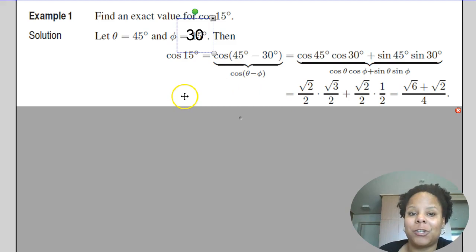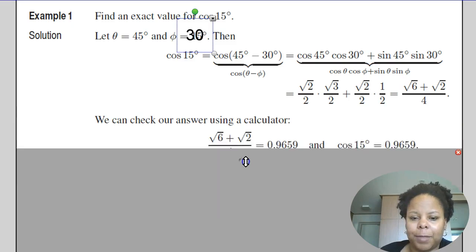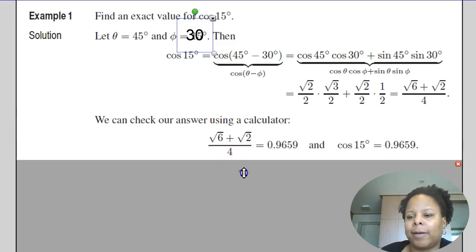So that's one way we can use the difference formula for cosine to find the exact value of cosine of an angle without having to use a scientific calculator. And you can check your answer in a calculator by asking, what is cosine of 15 degrees? It is square root of 6 plus square root of 2 over 4, which is approximately 0.9659. Okay.